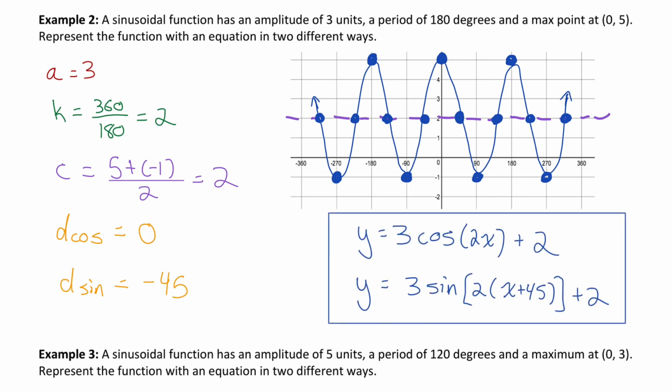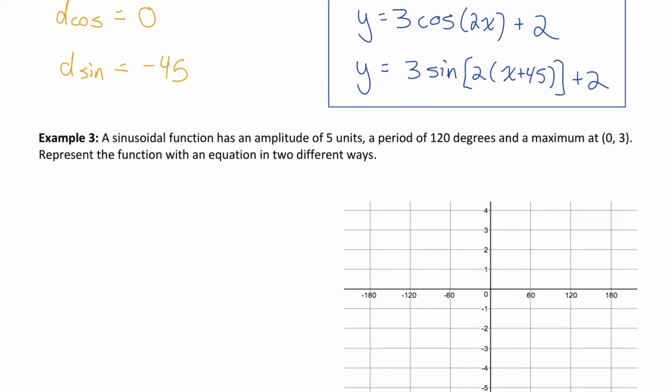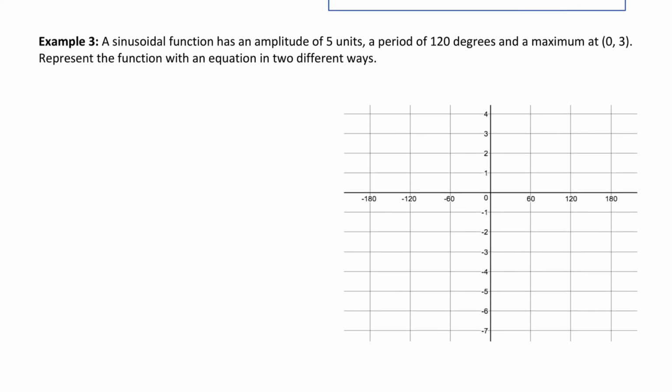And let's try this type of example one more time. Example 3 says we have a sinusoidal function with an amplitude of 5, a period of 120 degrees, and a maximum at 0,3. Represent the function two different ways. So once again, we'll use a sine and a cosine function. Let me start by plotting the maximum at the point 0,3.